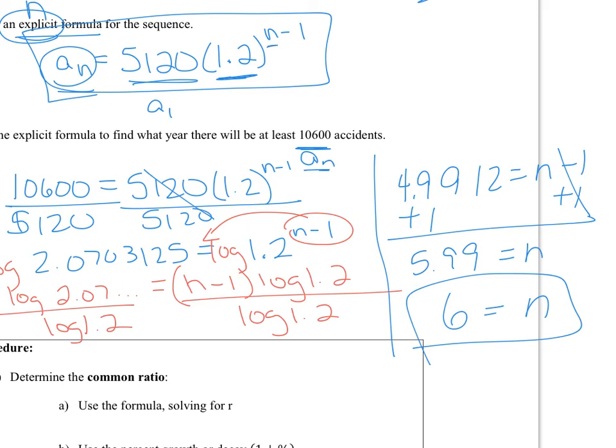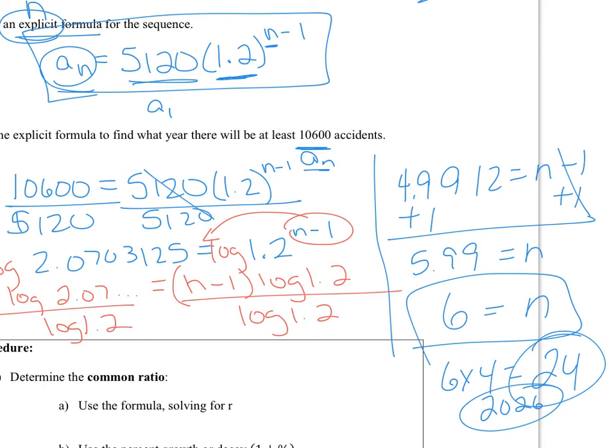So remember, n here was every 4 years. So it's going to take 6 times 4, or 24 years. Did it say when? Find what year. So 2002 plus 24 is 2026. In 2026, there'll be 10,600 accidents, unless we get our hover cars, which I'm hoping for.